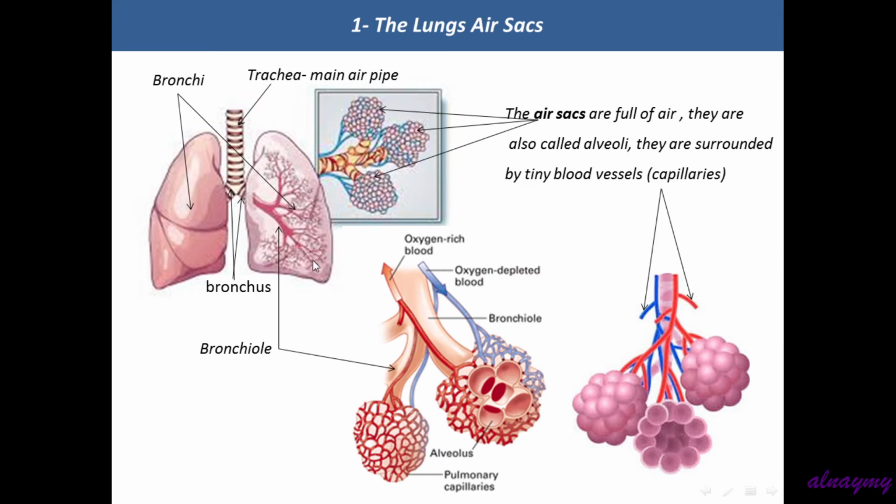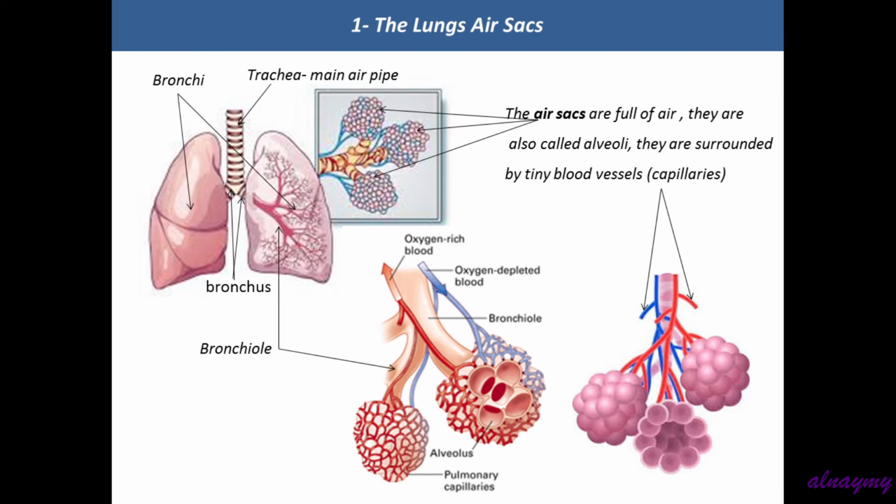So we have bronchi on the left side and bronchi on the right side of the lungs, and each bronchiole ends at a group of air sacs. When you open the air sacs, they look like hollow, very empty spaces of air, and the blood vessels, which are the capillaries, are surrounding them, on the top of them, not inside them. Inside, nothing, only air, but on the top of them are the capillaries.